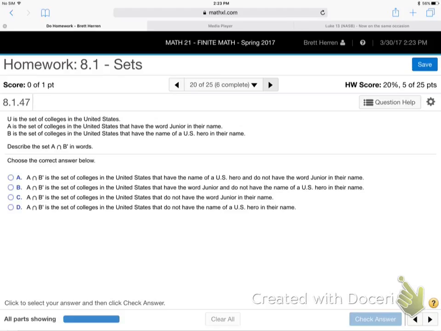Use set of colleges in the United States. A is the set of colleges that have the word junior. Junior college. That's just not popular anymore, is it? Somehow we feel insulted if we call this junior college, Fresno City Junior College. So B is the set of colleges in the United States that have the name of a U.S. hero. I can't think of one of those.